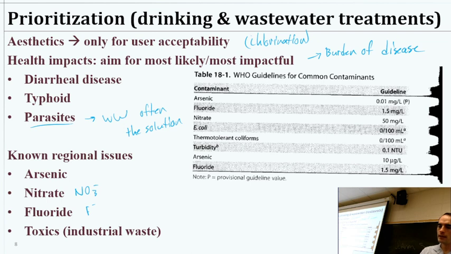Okay, then we have turbidity, and this is 0.1 NTUs. That's a turbidity metric. I didn't quite get to putting that slide in, so we'll talk about that next time probably. Arsenic, 10 micrograms per liter, and fluoride is on here twice, 1.5 milligrams per liter. So that's just a few examples, and again, the heavy hitters in terms of what we might be concerned about, or what we would generally always want to check for.